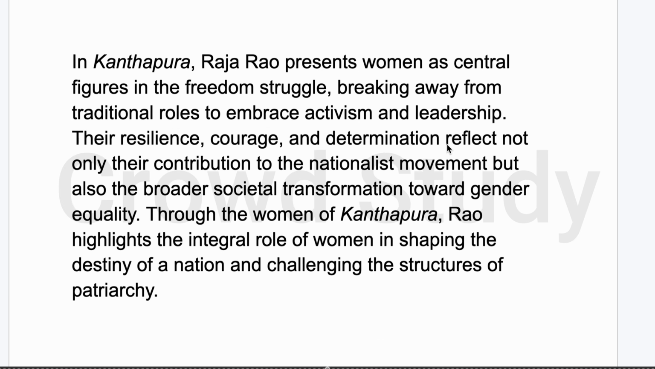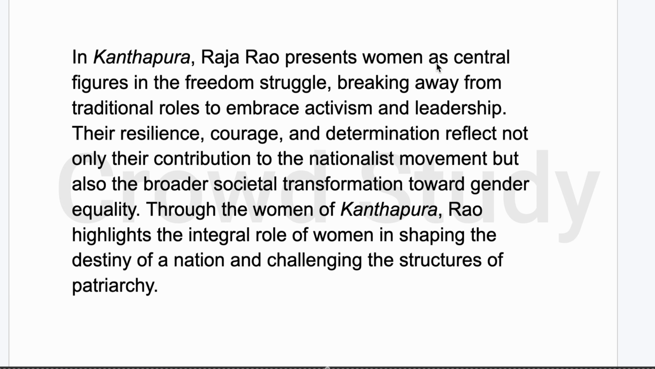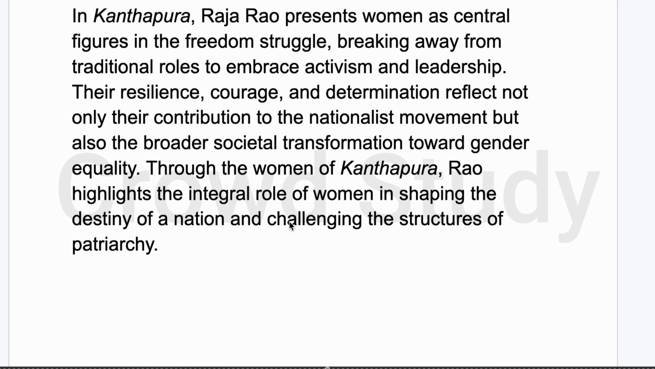The conclusion here is, in Kanthapura, Raja Rao presented women as central figures in the freedom struggle, breaking away from traditional roles to embrace activism and leadership. Their resilience, courage, and determination reflect not only their contribution to the nationalist movement but also the broader societal transformation towards gender equality. Through the women in Kanthapura, Rao highlights the integral role of women in shaping the destiny of a nation, challenging the structures of patriarchy.